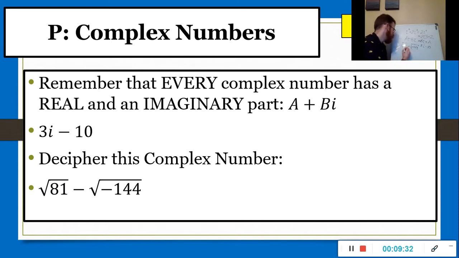9. But if I have the square root of -144, I can't take the square root of a negative number. So I want to break this down into a positive 144 and the square root of -1. We know what the square root of -1 is. That's an i. What's the square root of 144? It's 12. So this is 9 minus 12i. Because this comes down to be the 9, that comes down to be the 12i.